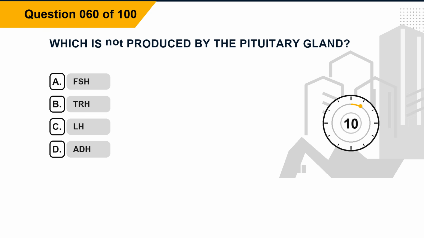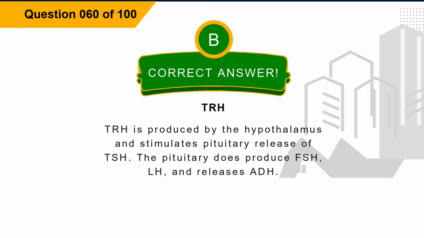Question 60. Which is not produced by the pituitary gland? Option A, FSH. Option B, TRH. Option C, LH. Option D, ADH. The correct answer is option B, TRH. Explanation: TRH is produced by the hypothalamus and stimulates pituitary release of TSH. The pituitary does produce FSH, LH, and releases ADH.